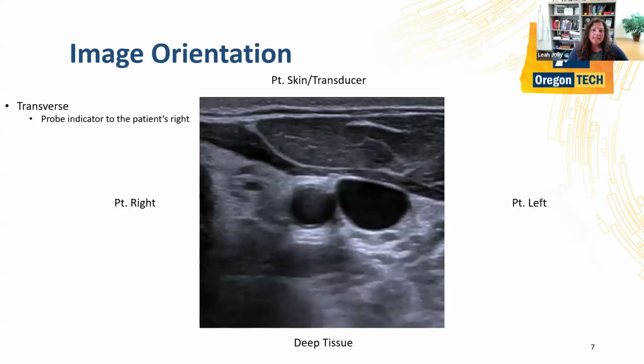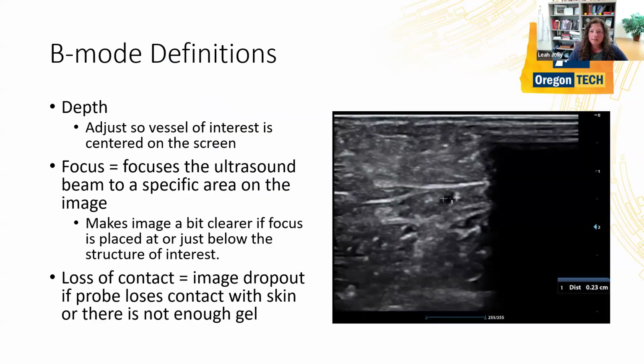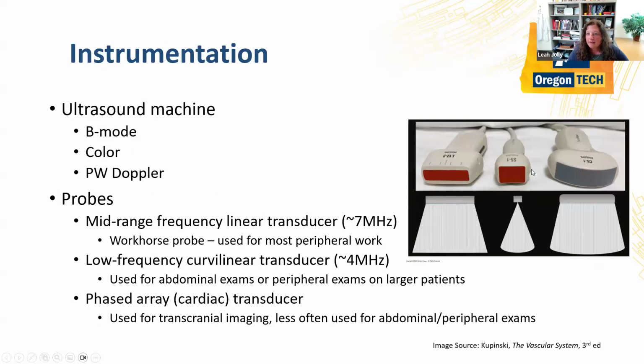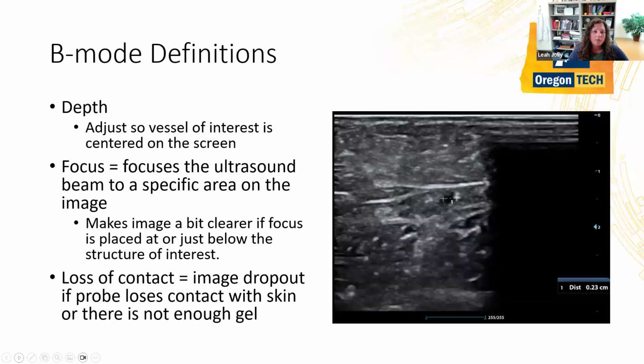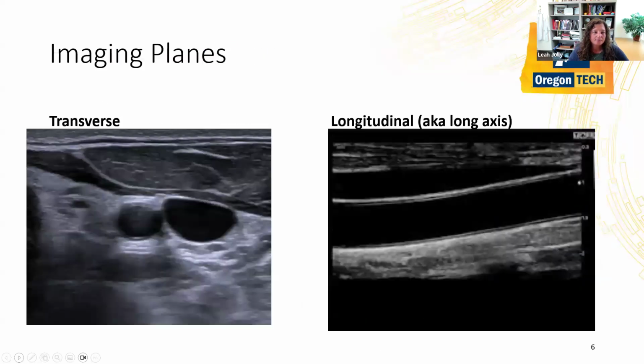When we're scanning in trans, we want the indicator on the probe to be towards the patient's right. So let me go back to this really quick. We have this little notch on the probe that's called the indicator. And typically in vascular exams, we want it to go to the patient's right when we're scanning in transverse.